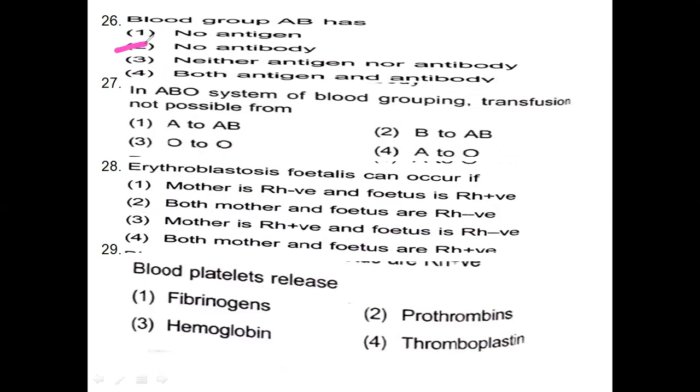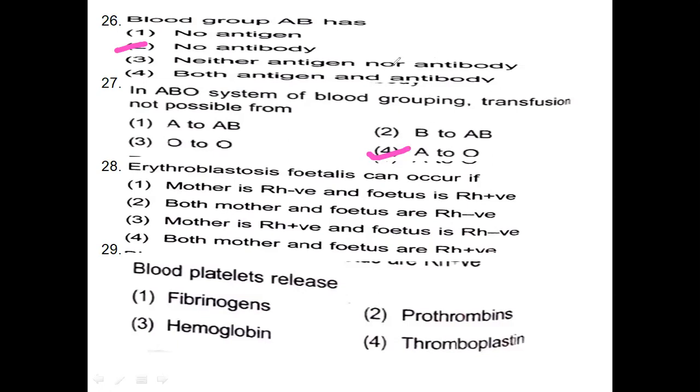In ABO blood grouping, transfusion is not possible from A to AB, B to B, O to O, as well as A to O. Transmission of blood is not possible from A to O. Erythroblastosis fetalis can occur if the mother is Rh negative and the fetus is Rh positive. Option 1.